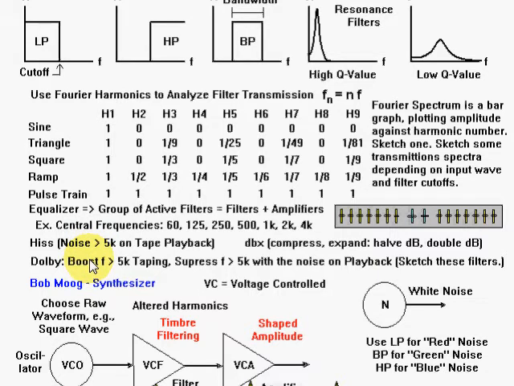So with the tape on playback, you have his 5K, so the Dolby system boost recording, that's the Dolby recording filter, and on playback, you reduced the higher frequencies. Remember, this is a quick review. There are longer videos that explain these things in more detail.